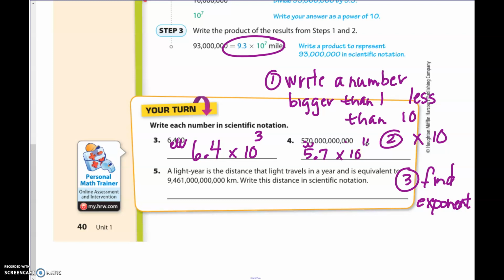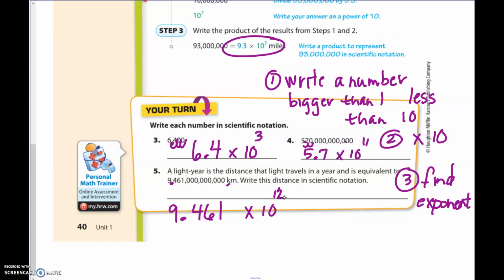All right, then they want us to take this other really big, ginormous number here and write it in scientific notation. So again, that first number, 9.461. That first number needs to be bigger than 1 and less than 10. Step 2, write times 10. So we put the decimal right here, 9 and 4. So how many places did we move it? Well, we can count the commas, kind of. So we go 3, 6, 9, 12. So that exponent would be 12.